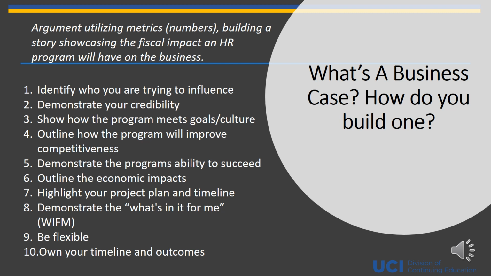So you're going to want to talk about, what is the expectation of success? What does it look like? How is it going to be measured? And show that. Be able to show how you're going to measure it. So the next couple things, the what's in it for me, being flexible, and owning your timeline and outcomes. These aren't so much things that are their own slides per se, but they're things you need to be mindful of as you're building the other 7 items.